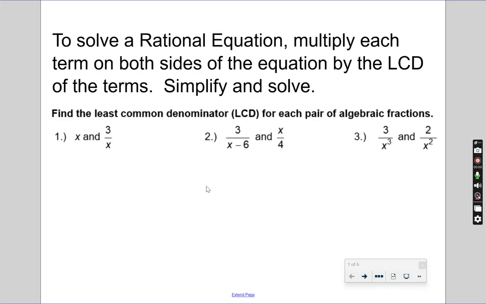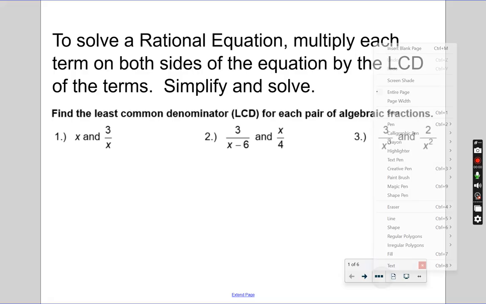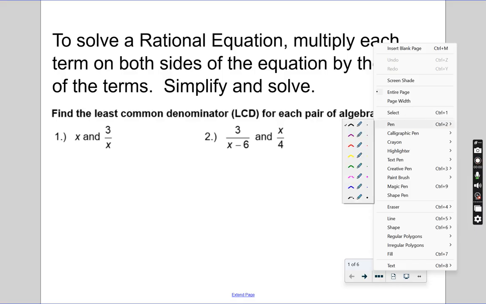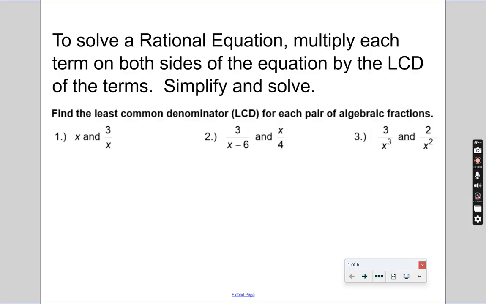Multiply on both sides of the equation by the least common denominator. Any common denominator will do, but the least common denominator makes your life a lot easier. So let's look at these two terms. We have x and 3 over x. If this isn't a fraction, I could put it over 1, right? What's the common denominator between 1 and x?